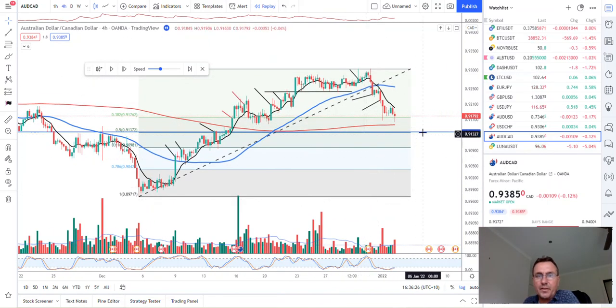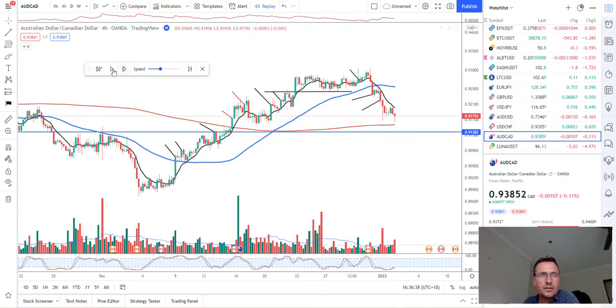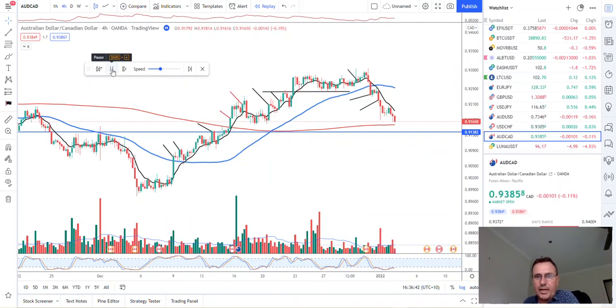So the 50 is on this support line. You see that there? So here's the low, going from 0 to 100%, pullback of 50% is right here on the support line. So I'm just going to get rid of that so we can see a little bit clearer. Let's play. So I'm looking at a bounce potential at that blue line.